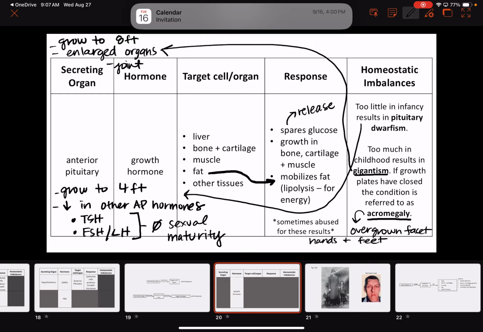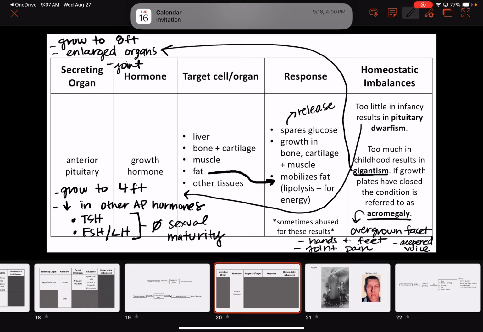They will also experience joint pain, like with gigantism, and then usually have a deepened voice as well. That's really small. You probably can't see that, but overgrown face and hands and feet, joint pain, and a deeper voice is what they'll experience.